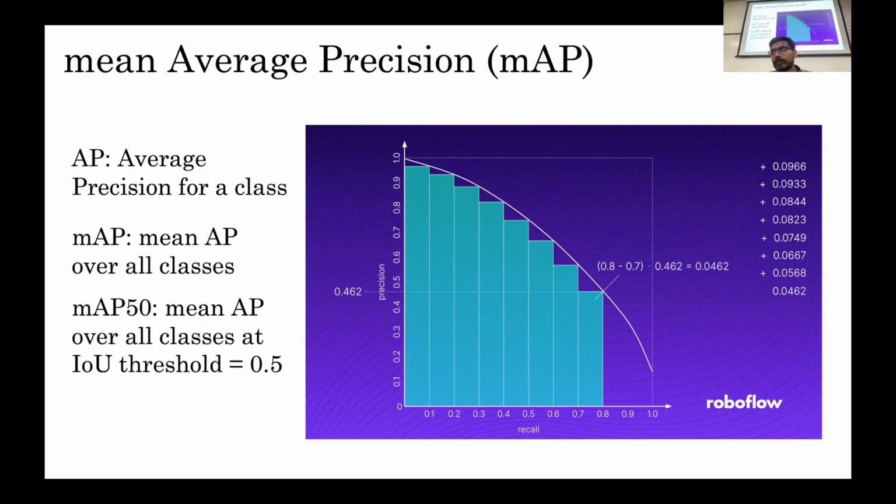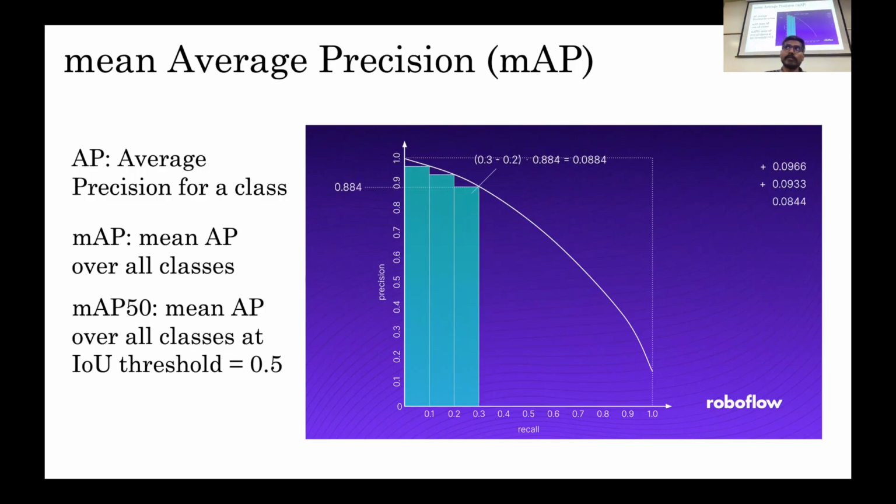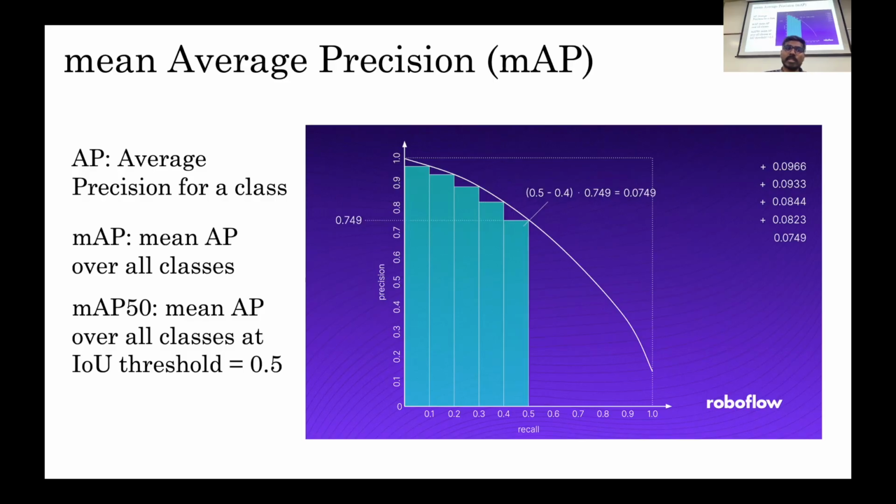We are averaging the precision for every class. First you compute the average precision for each class. For each class you get this precision recall curve separately, and then you just take a simple average to get the mAP.